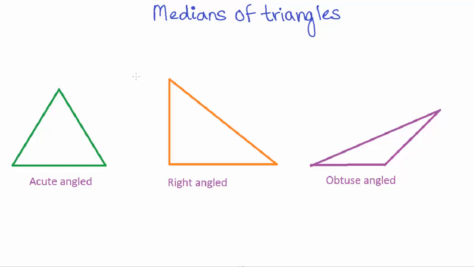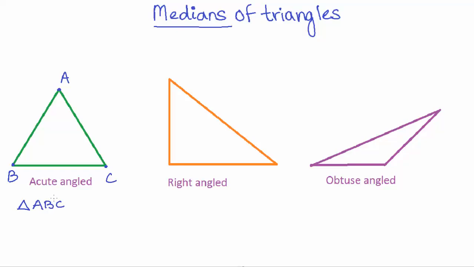Hello, in this video we are going to learn about what we mean by the median or the medians of a triangle. Now let us look at one of these three triangles that we have. So we have an acute angled, a right angled and an obtuse angled triangle, and let us take this acute angle triangle and let us say that it has three vertices, that is A, the second vertex is B and C. So essentially we have a triangle ABC.